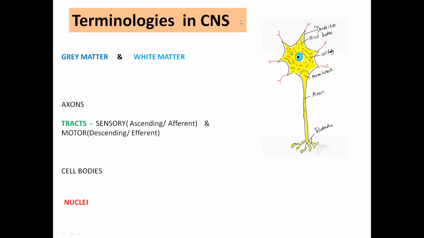What is nuclei? A collection of cell bodies of the neurons within the central nervous system is called nuclei. In the peripheral nervous system, you would have learned a similar term. A collection of cell bodies within the peripheral nervous system is called ganglia.